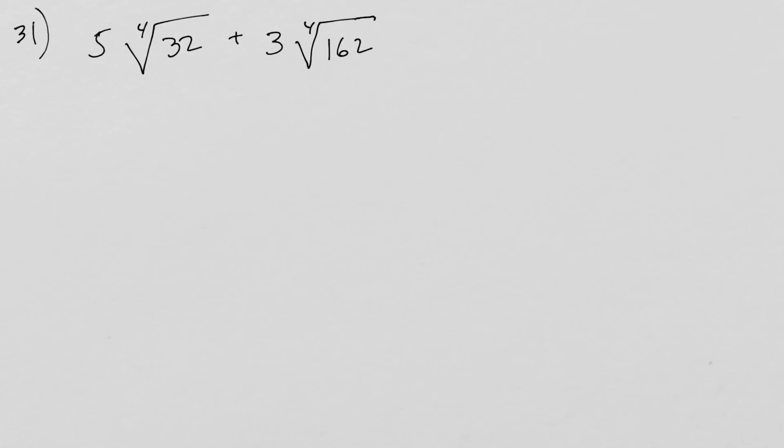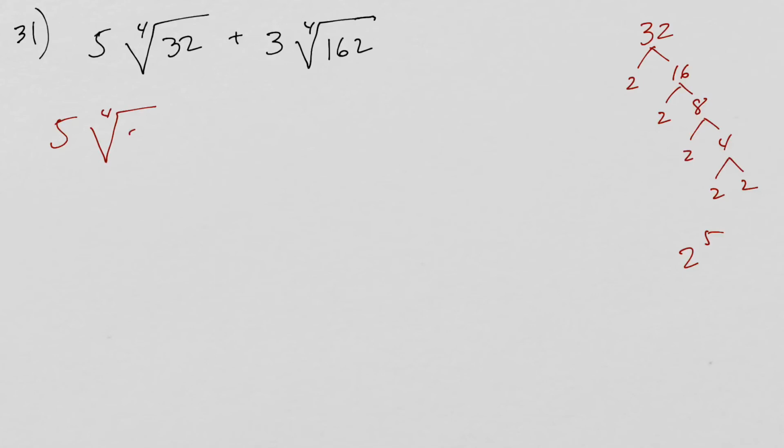Okay, so I'm going to rewrite my 32 is 16. And by the way, if you don't know this, 32 is 2 times 16, 2 times 8, 2 times 4, 2 times 2. So this is equal to 2 to the 5th power. But 5 is not divisible by 4, so I'll write this as 2 to the 4th times 2. So the 5 is sitting there. When I take this out, it becomes a 2, and I'm left with the 4th root of 2. So that's the first one.